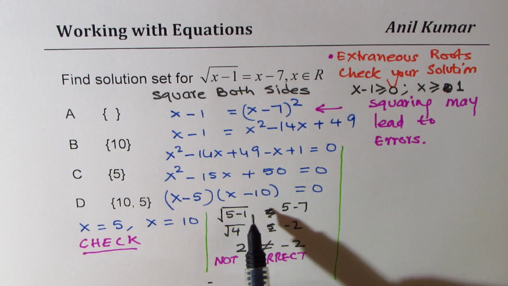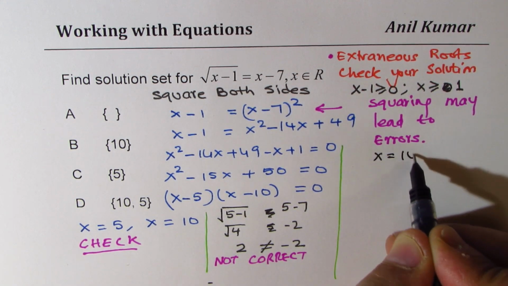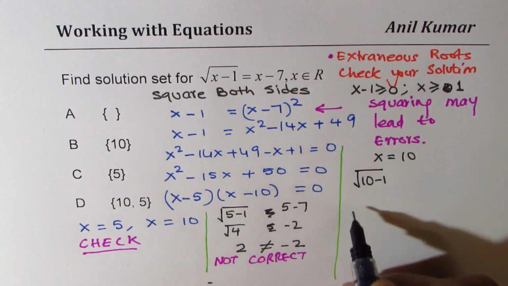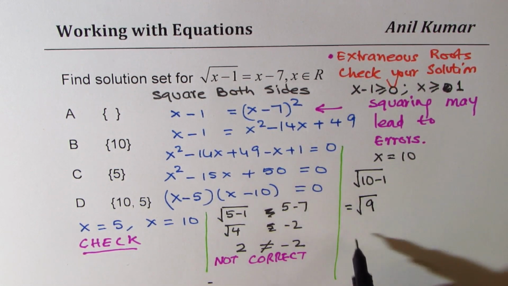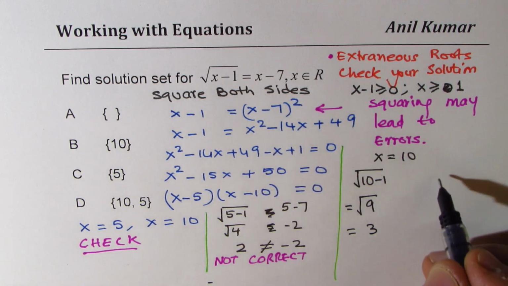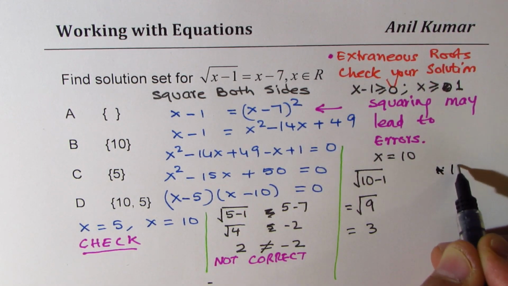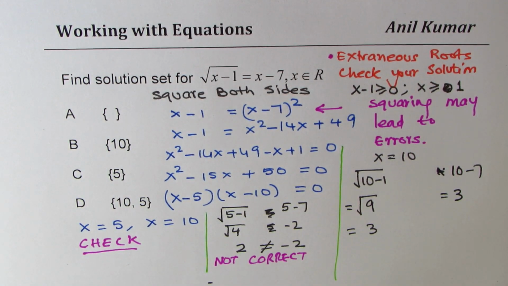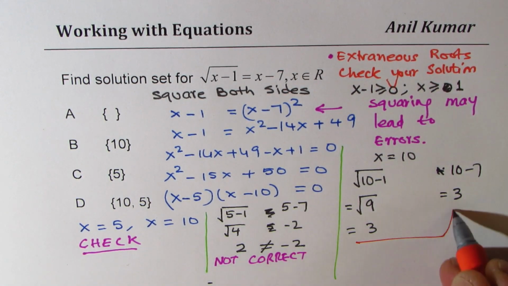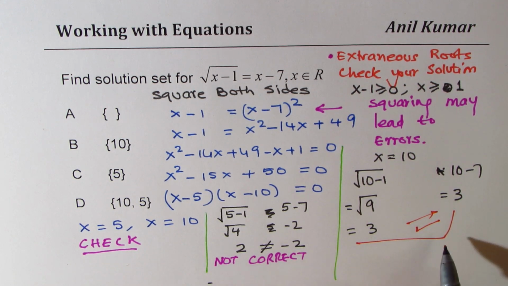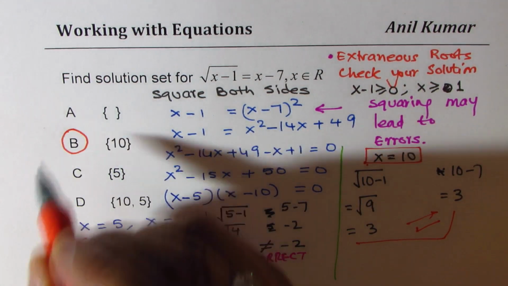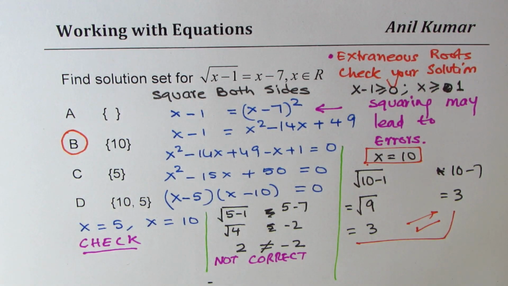Perfect. Now let's try 10. If x equals 10, then what do we get? We get square root of 10 minus 1, and this is equal to square root of 9, which is 3. On the right side, we have 10 minus 7, which equals 3. And what we see is it works, right? So these two things are correct. And therefore, the only option we have is x equals 10. So option B is the correct option. Do you get that part?